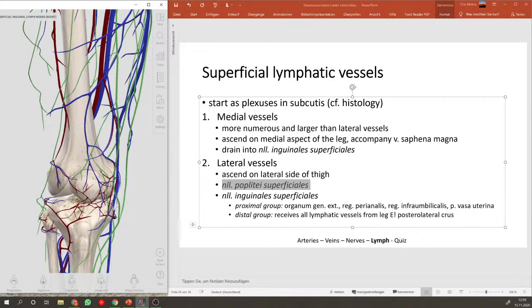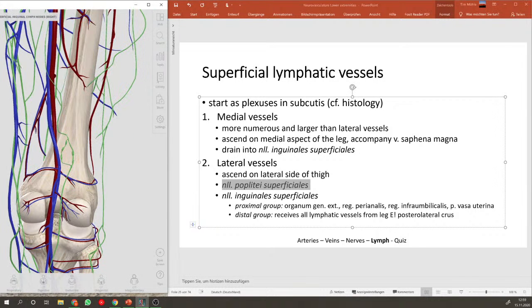Just like the deep popliteal lymph nodes, we can also see some superficial ones. Okay, here we can't see them, but imagine them. So we have deep ones and also superficial ones.